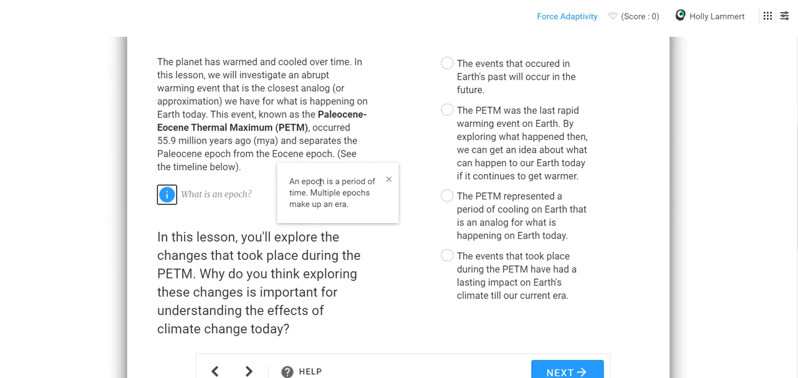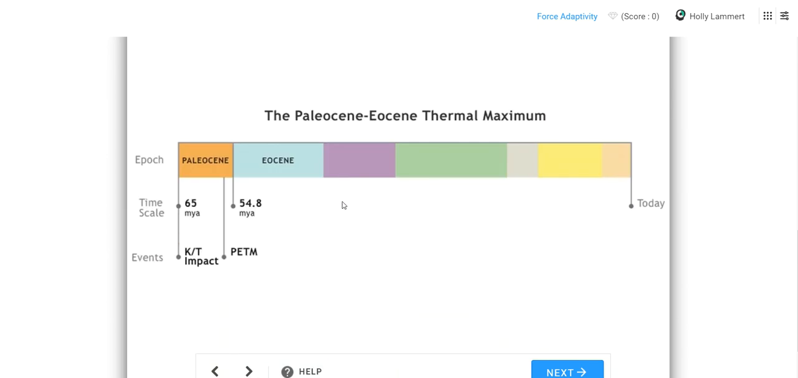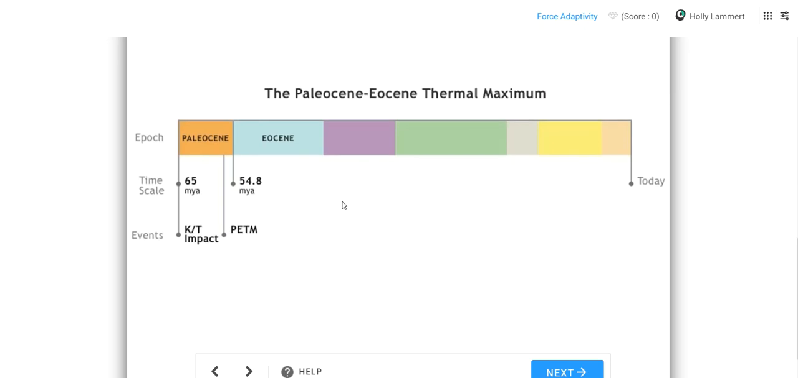Okay, so an epoch is a period of time. Multiple epochs make up an era. So we have an eon can be divided into epochs, can be divided into eras. No, okay, that's wrong. We have an eon makes an era, goes down to an epoch. Okay. So, for example, if we take a look on this graph, we have the epoch of the Paleocene, and there's some events that happen.